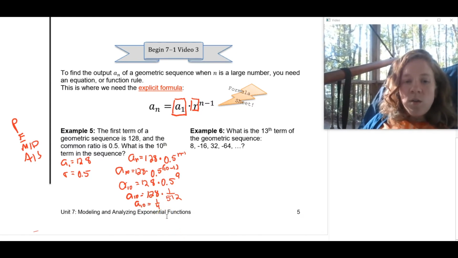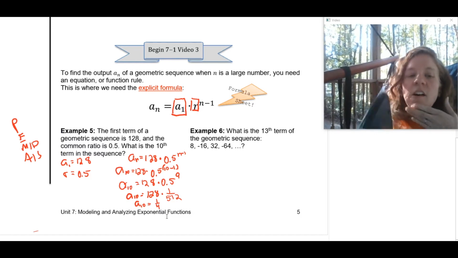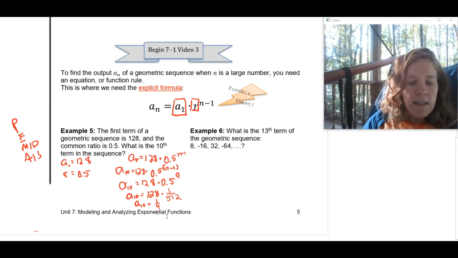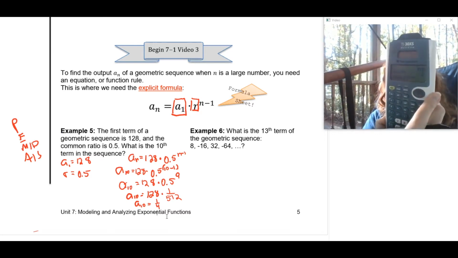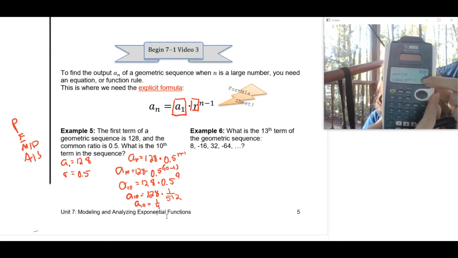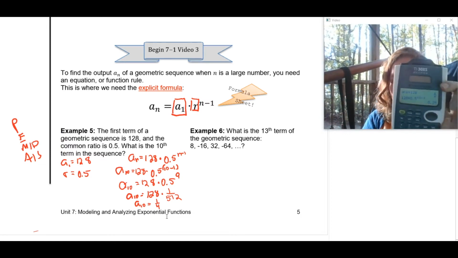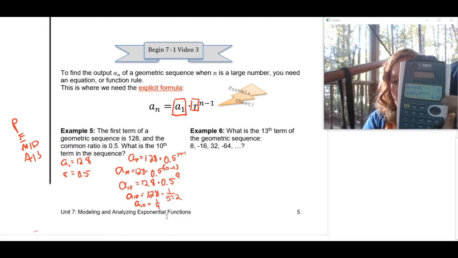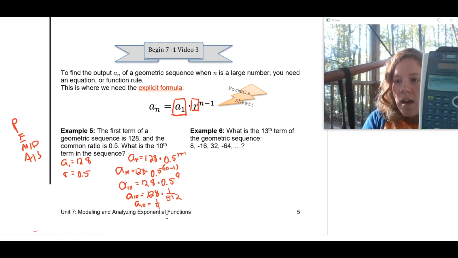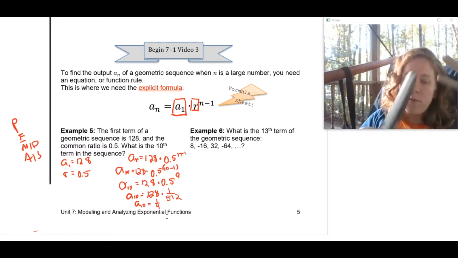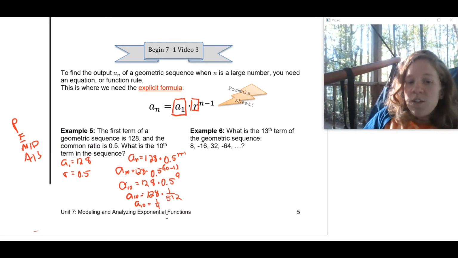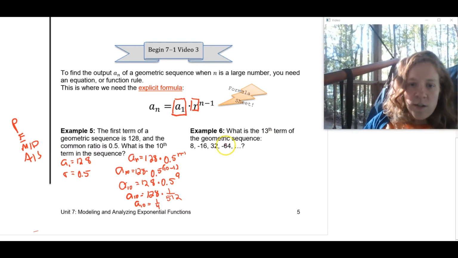Your other option is you could have put this whole thing into the calculator all at once, so it would have looked like this: 128 times 0.5 raised to the 10 minus 1. It should look like this when you put it in, and when you hit enter, it immediately gives you 0.25, which is the decimal equivalent of 1/4. If I convert that, then I get the 1/4, which is the same answer I got before. So it's up to you which you'd like to do on that. Let's go ahead and do another example.